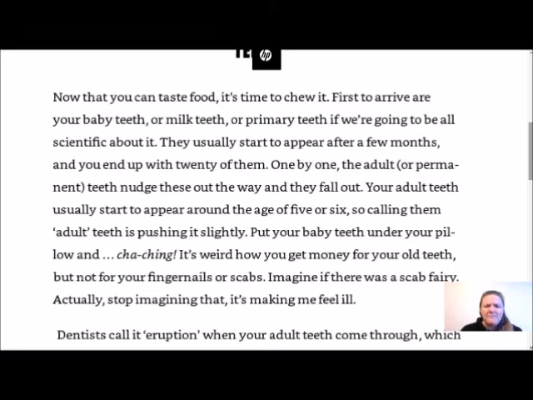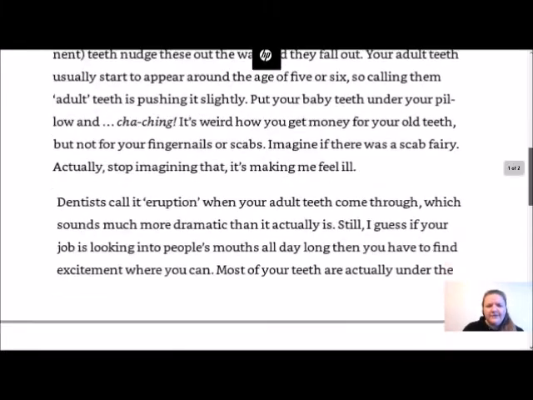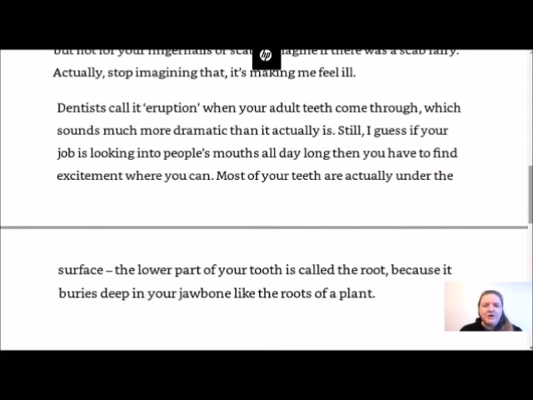It's weird how you get money for your old teeth, but not for your fingernails or scabs. Imagine if there was a scab fairy. Actually, stop imagining that, it's making me feel ill. Dentists call it eruption when your adult teeth come through, which sounds much more dramatic than it actually is. Still, I guess if your job is looking into people's mouths all day long, then you have to find excitement where you can. Most of your teeth are actually under the surface.